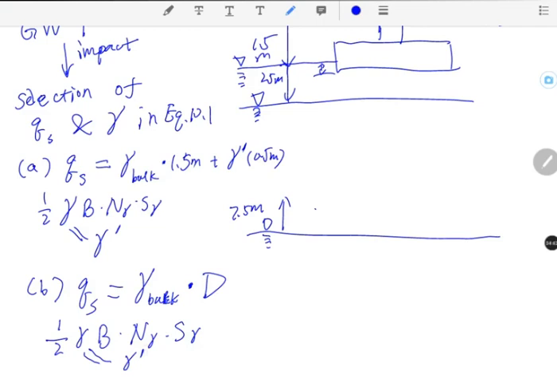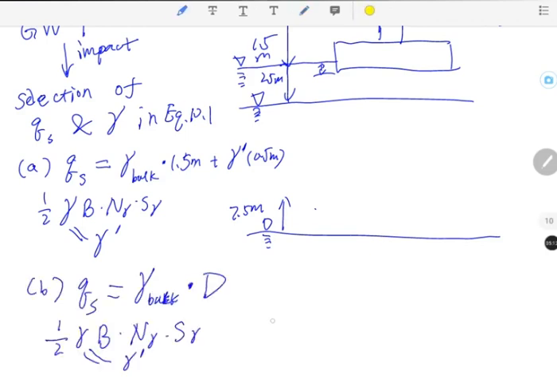gamma prime. You may wonder, there is a 0.5 meter gap of dry sand between the bottom of the footing and the groundwater table, but since it's a very thin layer of dry sand, we just neglect it in the calculation. The calculation will be somewhat conservative, but it's completely okay.